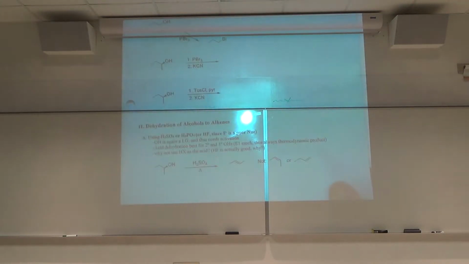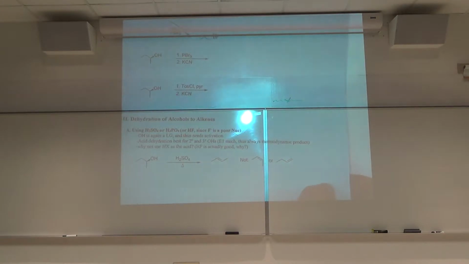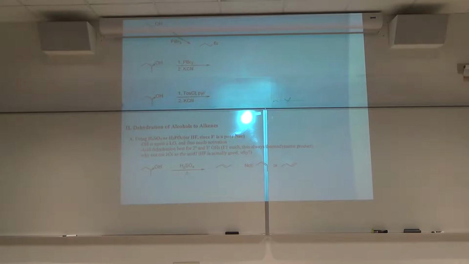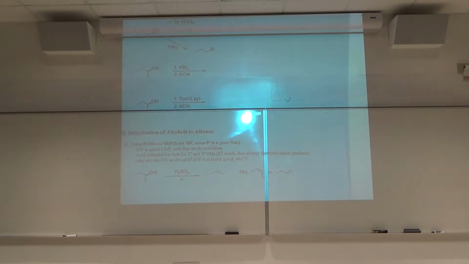Okay, let's see where we left off. Elimination. Dehydration of alcohols to give alkenes. It's a very common way to make an alkene, a very common reaction of alcohols. One for homework.